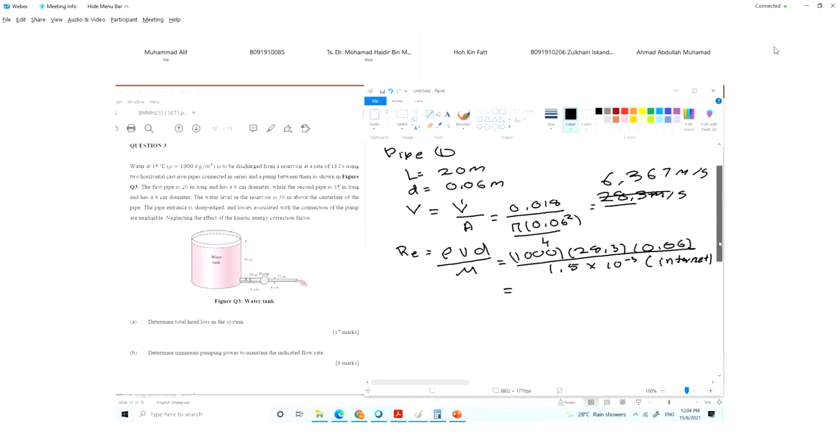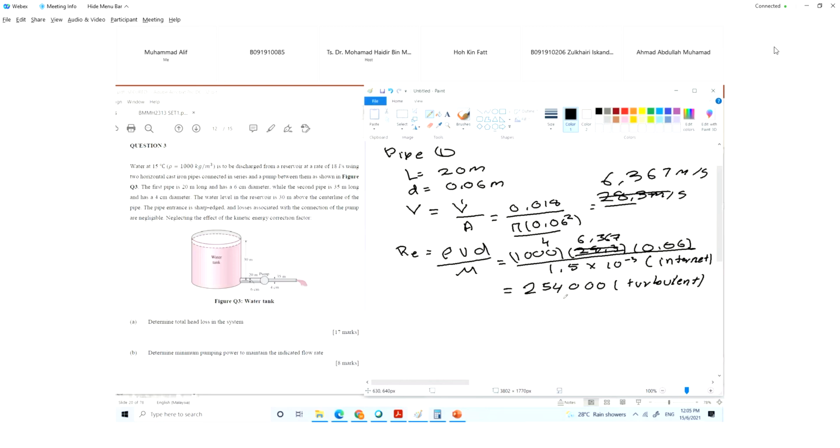Can anybody please calculate for me what is the Reynolds number here? V is 6.367. Has anybody got the value of the Reynolds number? 254,000 something. Okay, so the Reynolds number is 254,000, and you know this is a turbulent case.